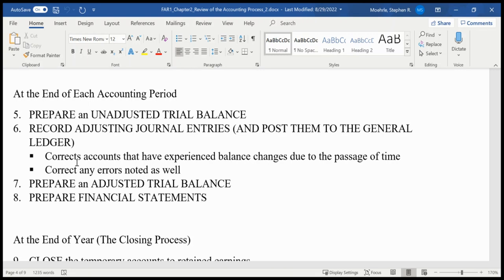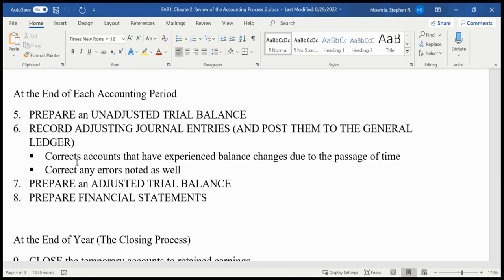After we've prepared an unadjusted trial balance and verified that indeed debits equal credits from all of our many transactions during the period, we will record adjusting journal entries and post those to the general ledger. Adjusting journal entries correct accounts that have experienced balance changes due simply to the passage of time. Adjusting journal entries are also used to correct any errors that were made.